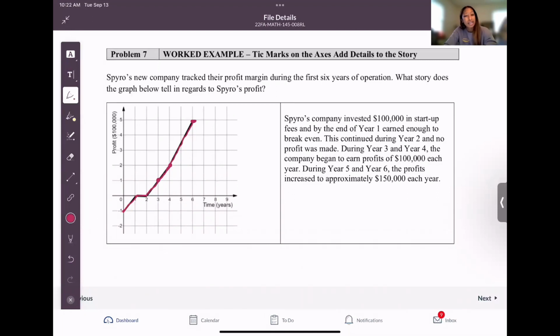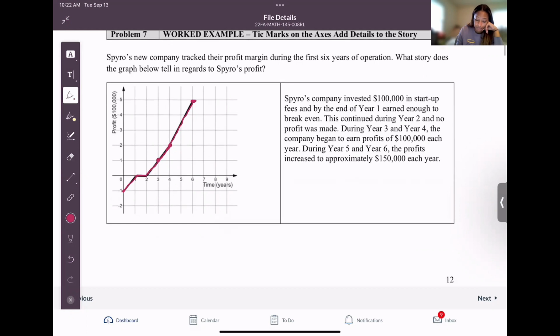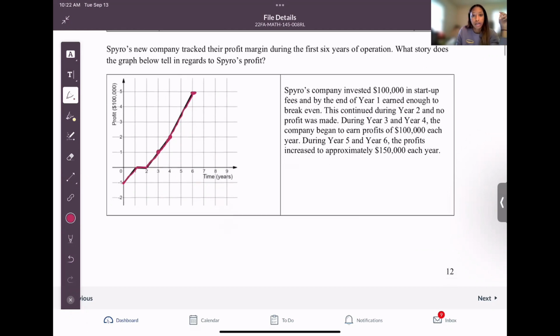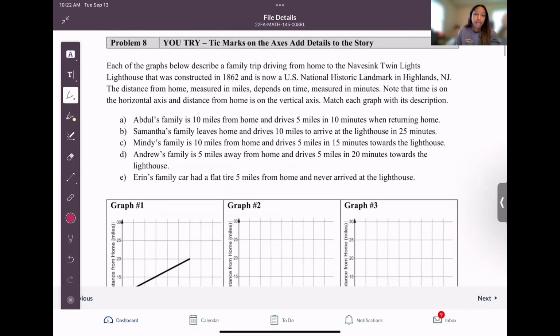When we have quantitative graphs, this is nice because we can be more detailed with our descriptions. Instead of just saying, oh, the profit increased or the profit decreased, we can say exactly about how much it increased each year. All right, 7 was done for us. In problem 8, we get to try.